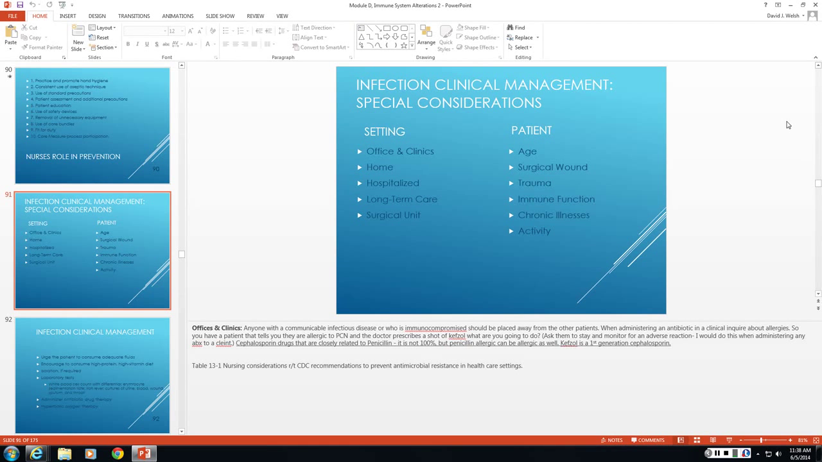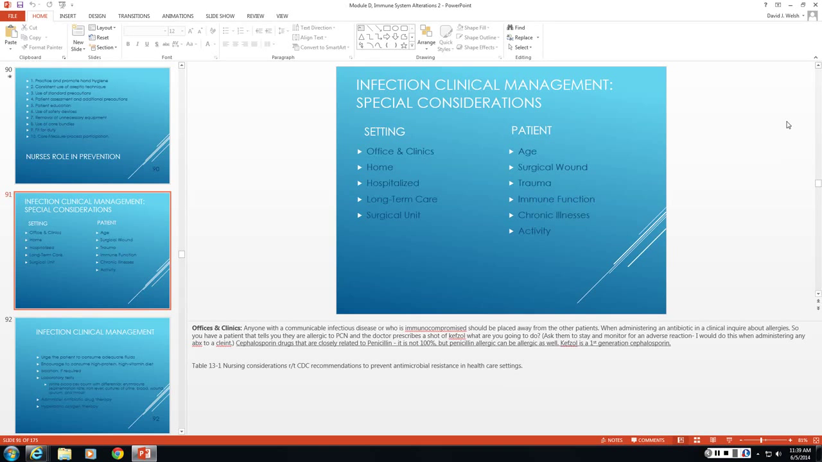You're going to ask them to stay and monitor for an adverse reaction. I would do this when administering any kind of antibiotic to a client. Cephalosporin drugs are closely related to penicillin. It's not 100%, but they could be allergic to that as well. Kefsol is a first generation cephalosporin.